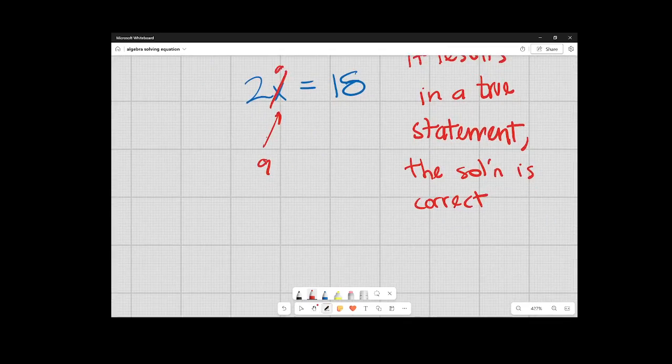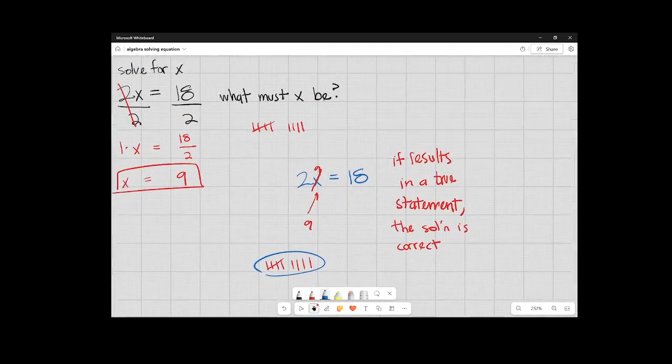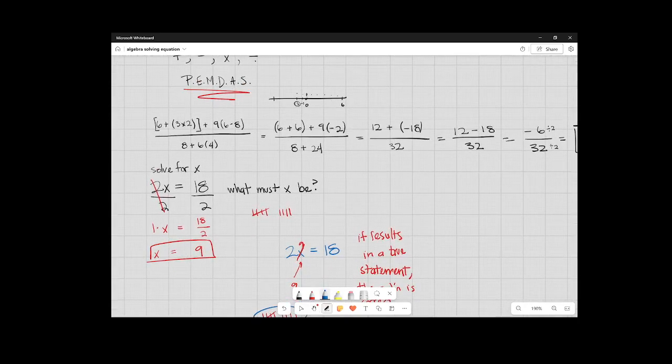So I plug in 9 right here. I say that this is 2 times 9 equals 18. Does it? I don't know. Let's count. 2, 4, 6, 8, 10, 12, 14, 16, 18. Is this 9? I think that this is 9, and I think that our statement is correct, and we have ourselves an identity.